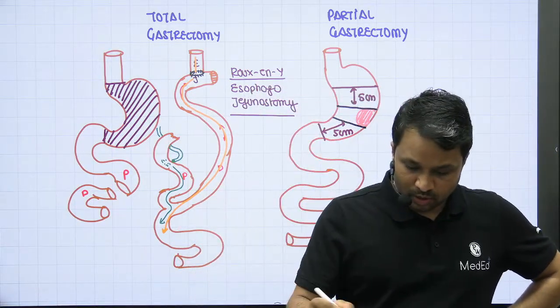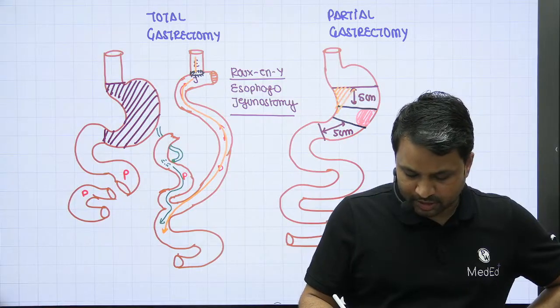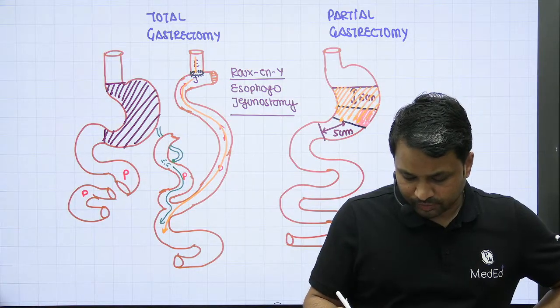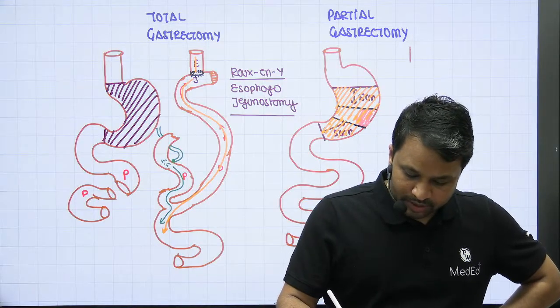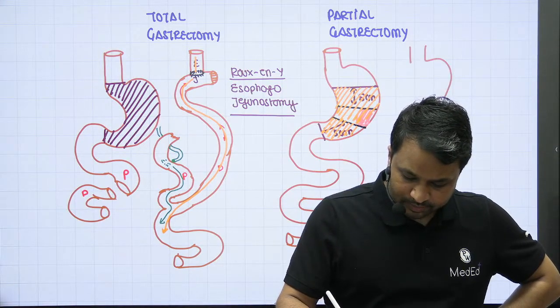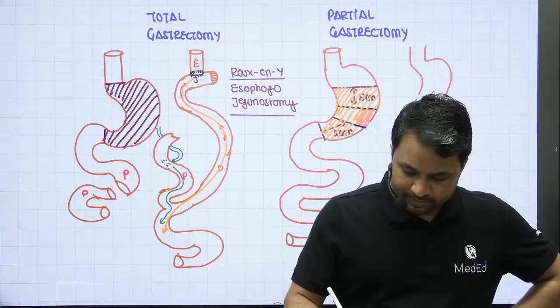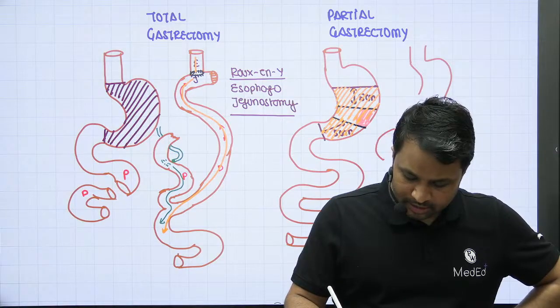So उसकी वजह से क्या होगा, what is going to happen, I'm going to remove this much amount of the stomach. So this much amount of the stomach is going to be lost. So what I'm left out with, there's a part of the stomach which is left behind, which is here. Okay. Now again same thing, I'm going to close the duodenal stump.